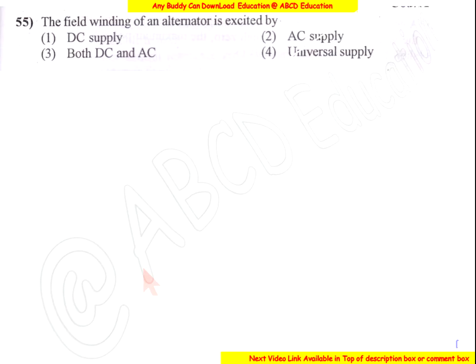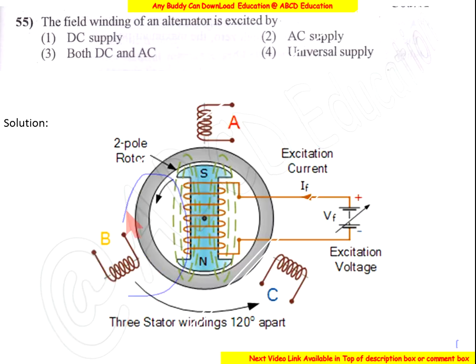The field winding of the alternator is excited by... Now come to the solution. Now this is the three-phase alternator where the rotor is supplied by the help of DC supply. So due to this DC supply, this N and S pole is not changed, they are fixed. So it is constant.